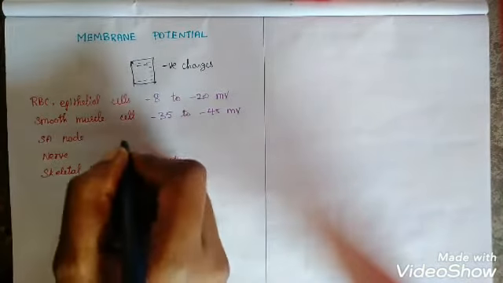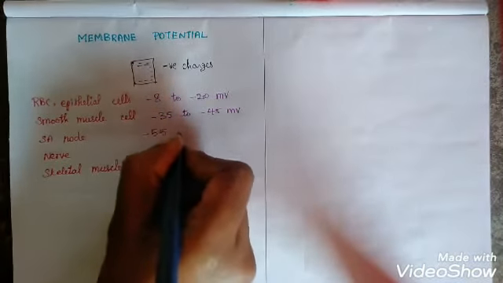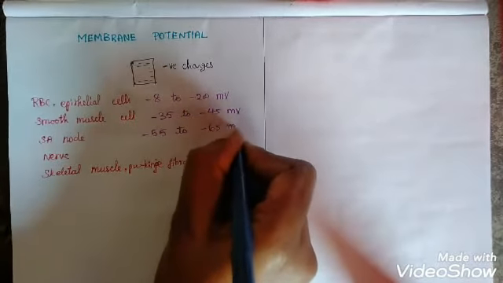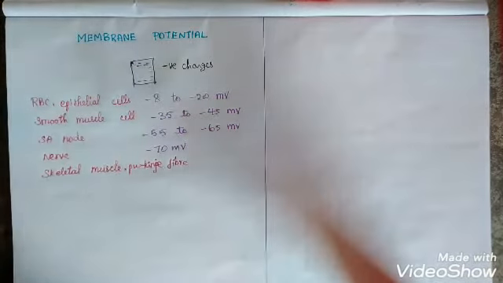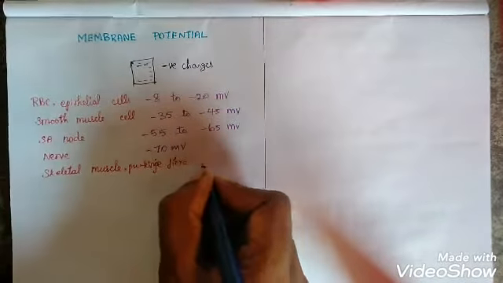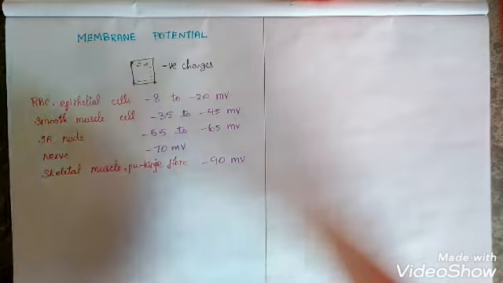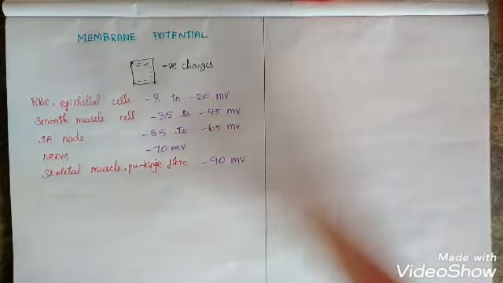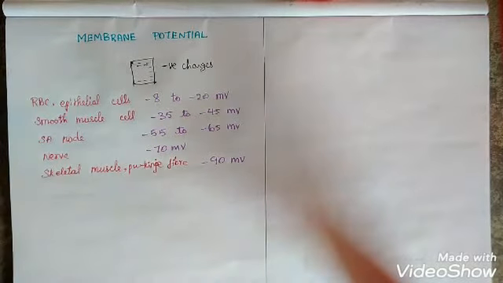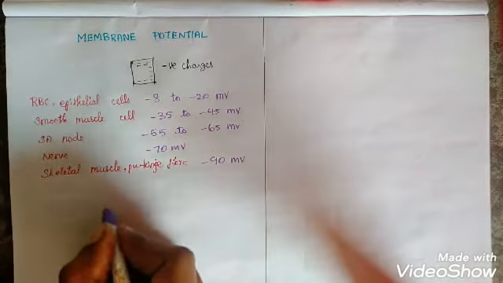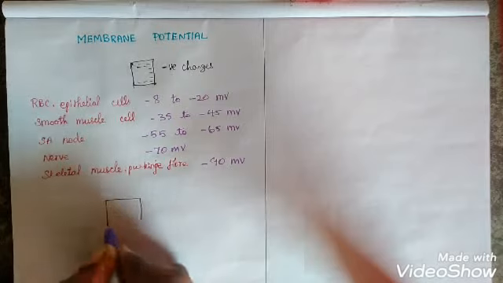For SA node, the value is -55 to -65 millivolts, and for nerve -70 millivolts, and for skeletal muscle or Purkinje fibers in our heart -90 millivolts. So this is the range from less negative to high negative for the skeletal muscles. So these are the values of the membrane potential inside the membrane, and all these cells are surrounded by extracellular fluid whose potential is taken to be 0.